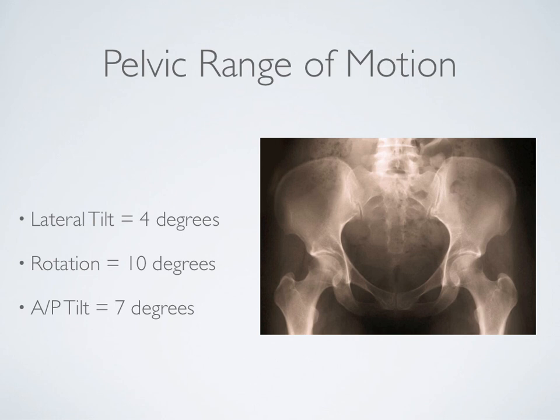Pelvic range of motion. Typical pelvic range of motion: lateral tilt is 4 degrees, rotation of 10 degrees, and AP tilt of 7 degrees. As with lateral tilt and AP tilt, 4 and 7 degrees are quite minute. Any detected movement in lateral tilt or AP tilt can indicate weak gluteal muscles, or a pelvic posterior tilt. Weak gluteals can also demonstrate with increased pelvic rotation. So 10 degrees you'll see a little bit more, but with increased rotation you can tell there are weak gluteal muscles.